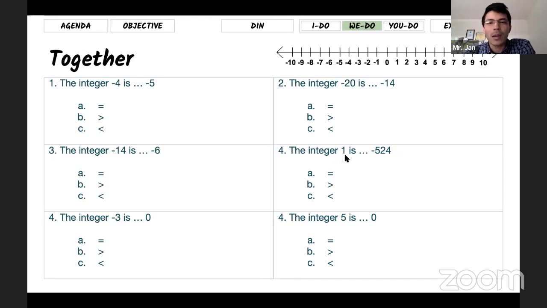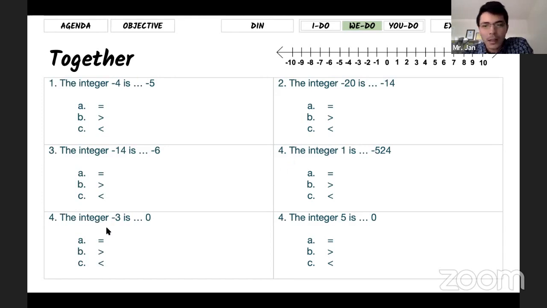Some people were confused about comparing positive and negative numbers. And we have tons of B's. Yes. So B is greater than -524. So a positive number is always greater than a negative number.